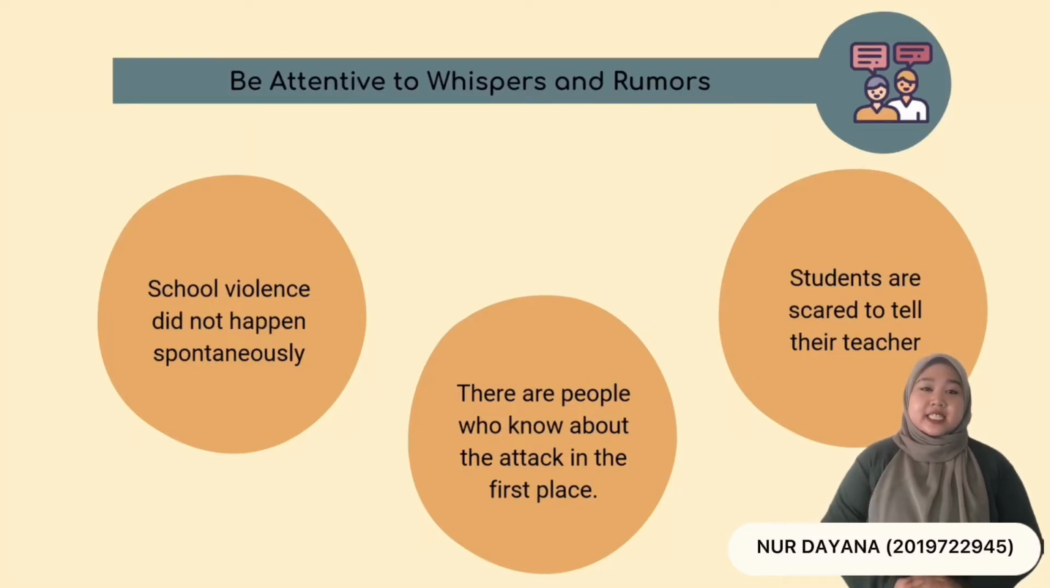The first strategy is to be attentive to whispers and rumors. Usually, school violence does not happen spontaneously. The attacker will plan the attack before it happens.